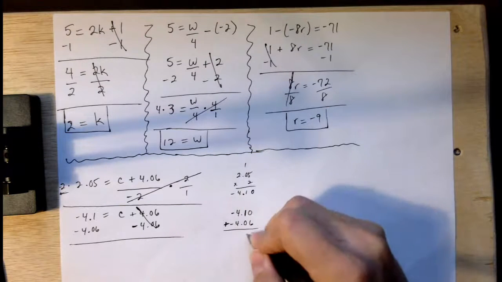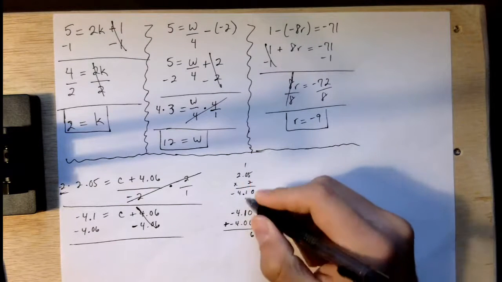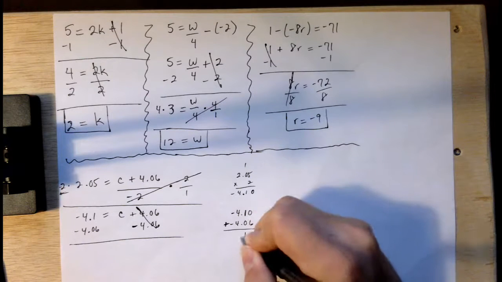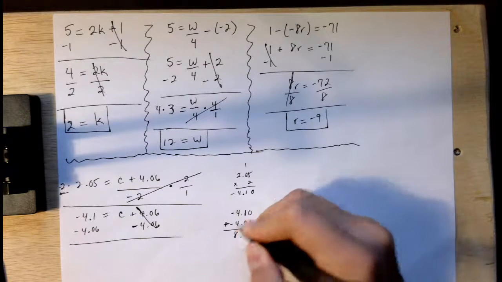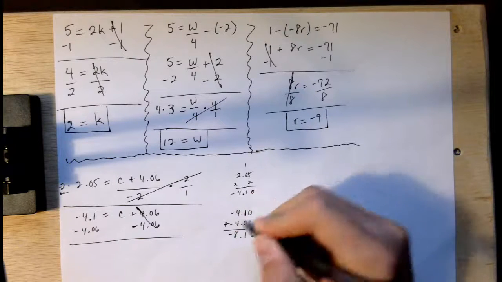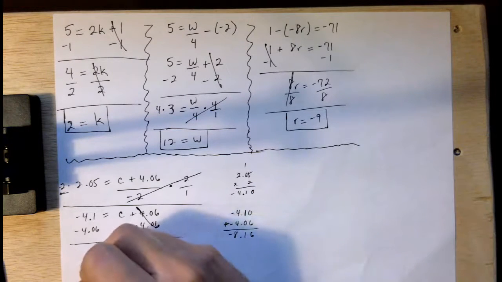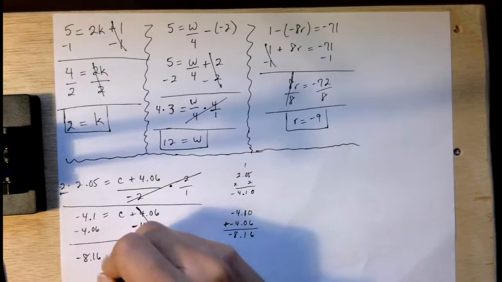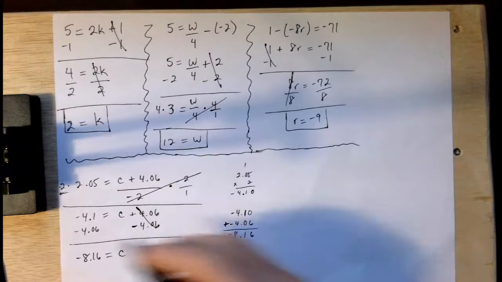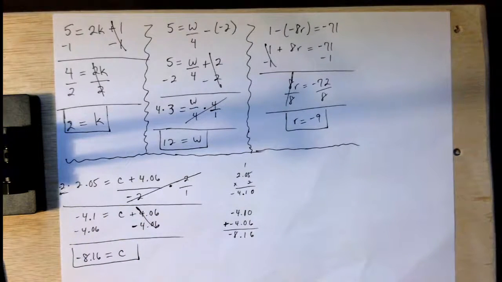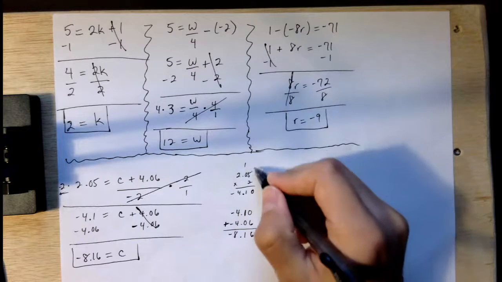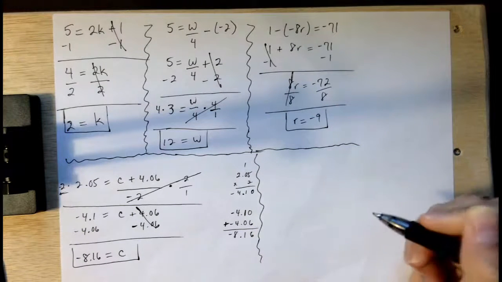So I'm going to add a 0 here because we need that extra placeholder. 6 plus 0 is 6. 1 plus 0 is 1. Drop down your decimal. 4 and 4 is going to give you 8. Remember, it's a negative 8.16 is equal to c. And that is your final answer. So these are definitely the highest degree of difficulty.